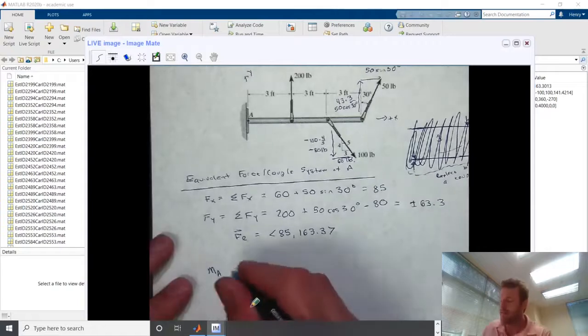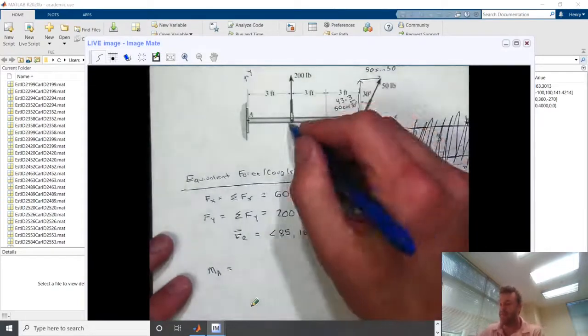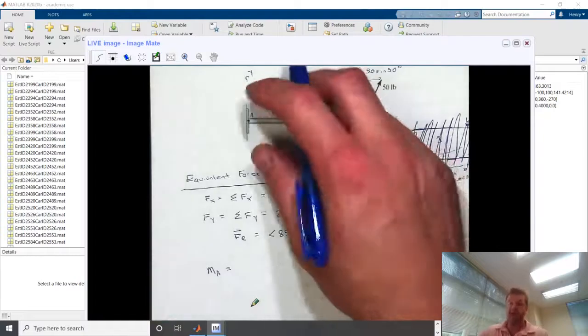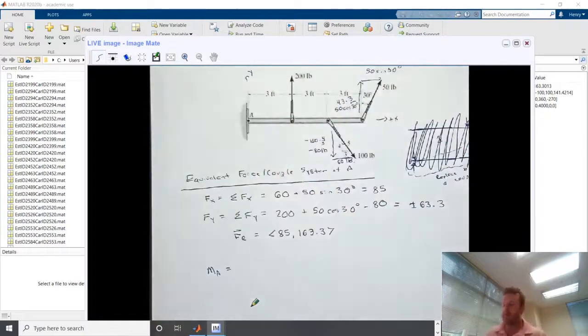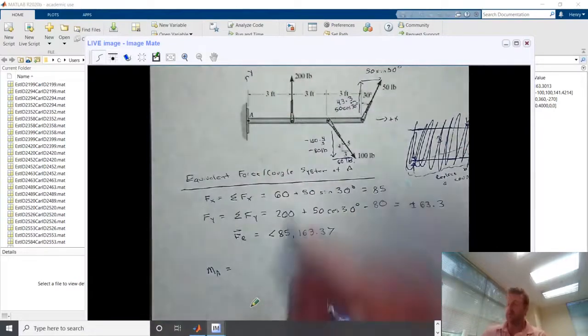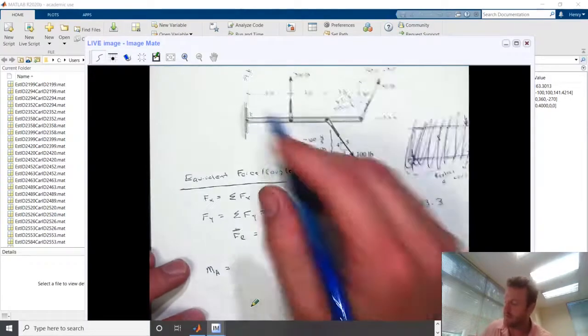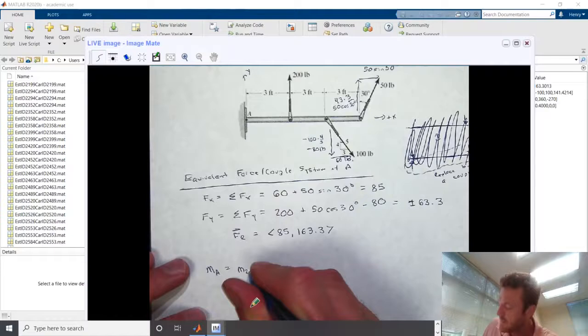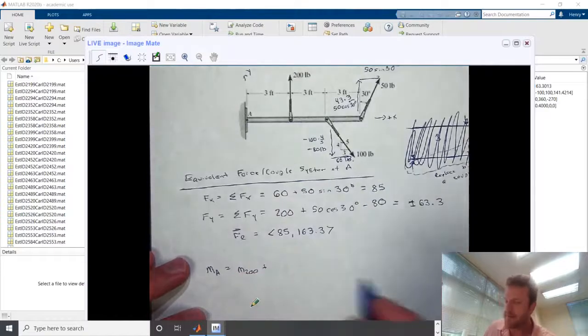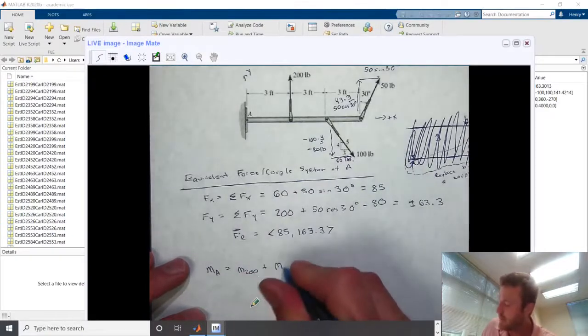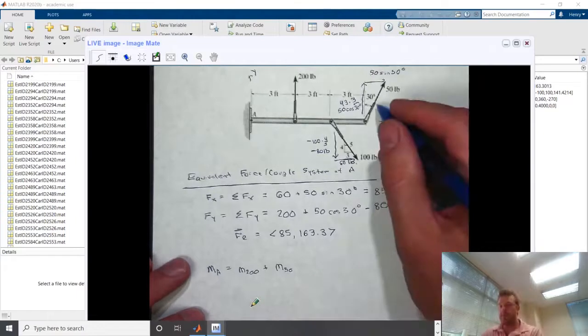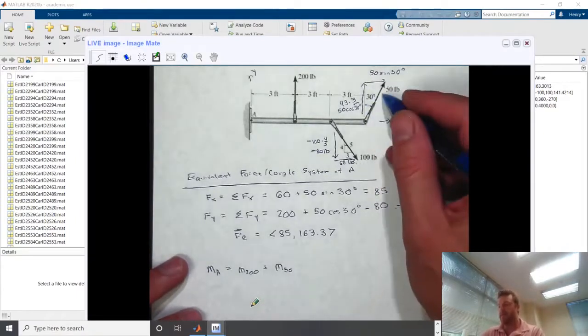So in order to replace this 200-pound force applied 3 foot away from A by a couple applied directly at point A, what I would need to do is compute the moment of this 200-pound force about point A. So I'm just going to say it's the moment of the 200-pound force plus, now watch this next notation that I'm going to use relatively carefully. When I consider the moment of the 50-pound force, technically it's the aggregate moment of that force.